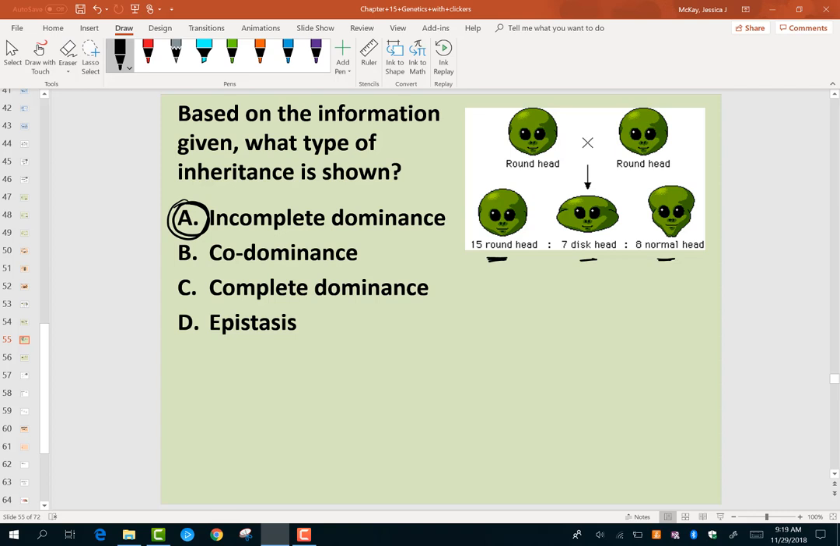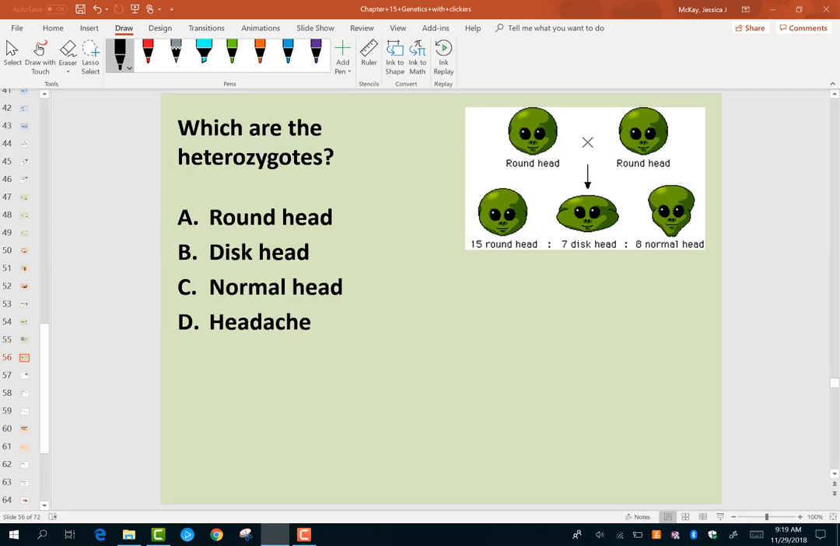Now, here's your tricky one. Which are the heterozygotes? I really want you to pause the video and try to figure this out.